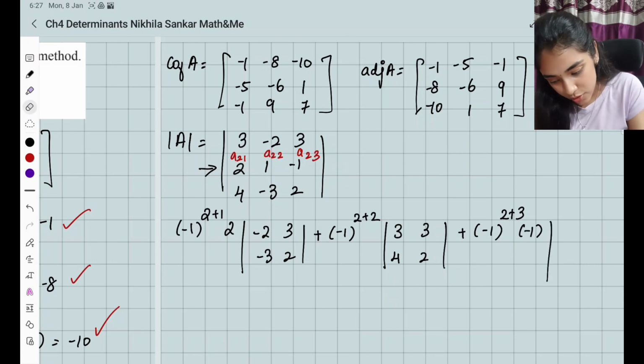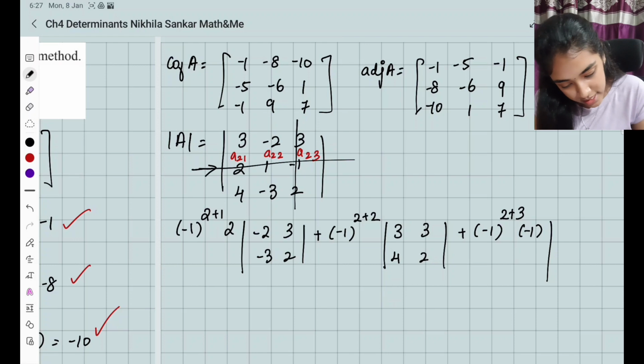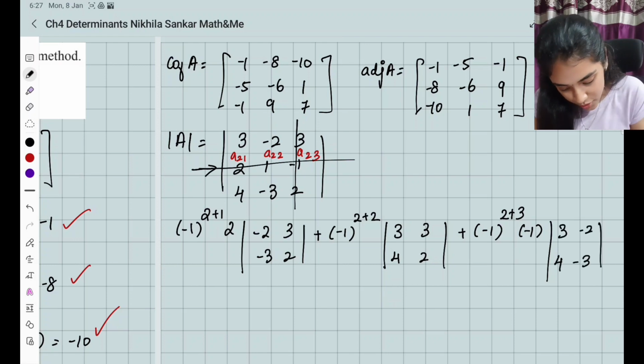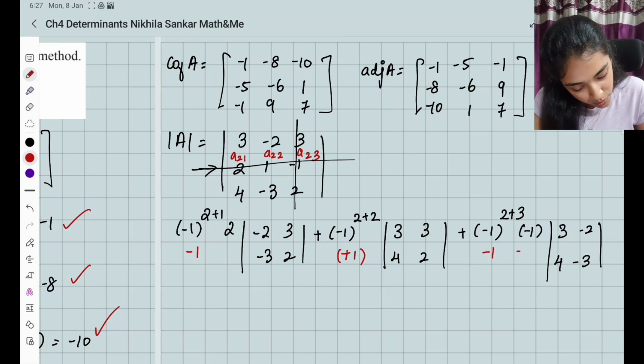Next, the determinant is going to be, when I hide this and this, I'll be left with 3, minus 2, 4, minus 3. So in that I'm going to have a minus 1. Here it is going to be a plus 1, and here it is going to be minus 1. There is already a minus 1 here, so combined I'm going to get a plus 1.